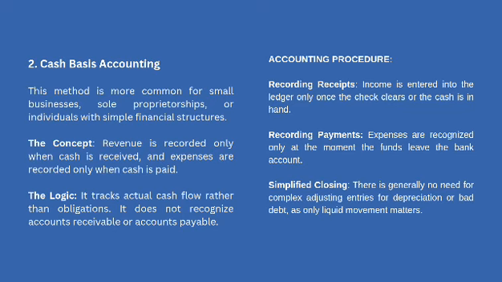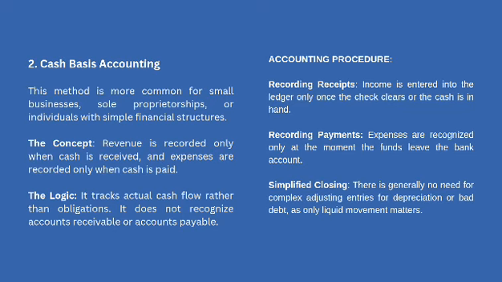2. Cash basis accounting. This method is more common for small businesses, sole proprietorships, or individuals with simple financial structures. The concept: revenue is recorded only when cash is received, and expenses are recorded only when cash is paid. The logic: it tracks actual cash flow rather than obligations. It does not recognize accounts receivable or accounts payable.